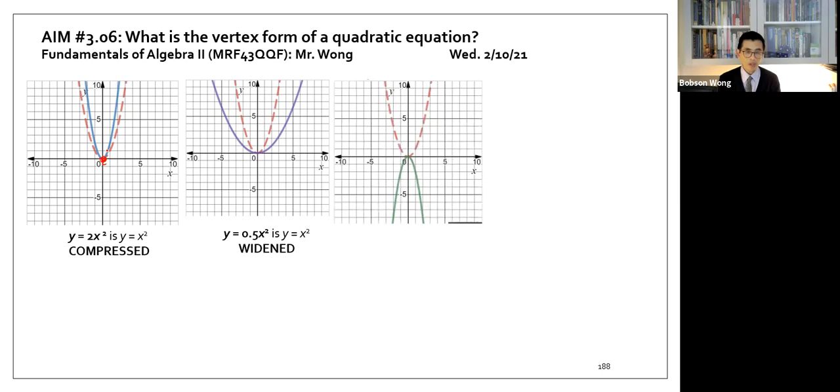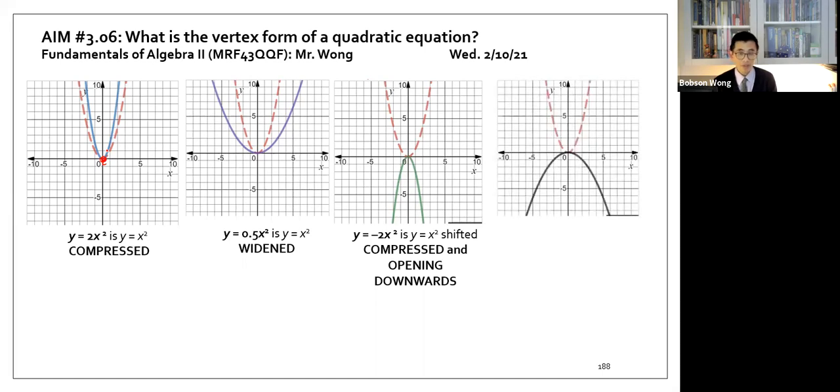Now, this is y equals negative 2x squared. It looks like y equals 2x squared, but reflected over the x-axis, so instead of opening upwards, it opens downwards. Similarly, y equals negative 1/2 x squared is the same as 1/2 x squared, so it's wider than y equals x squared, but again it is reflected over the x-axis, so it opens downwards. You can see that in these 4 cases, the vertex of the parabola is unchanged. They're all still at the origin.